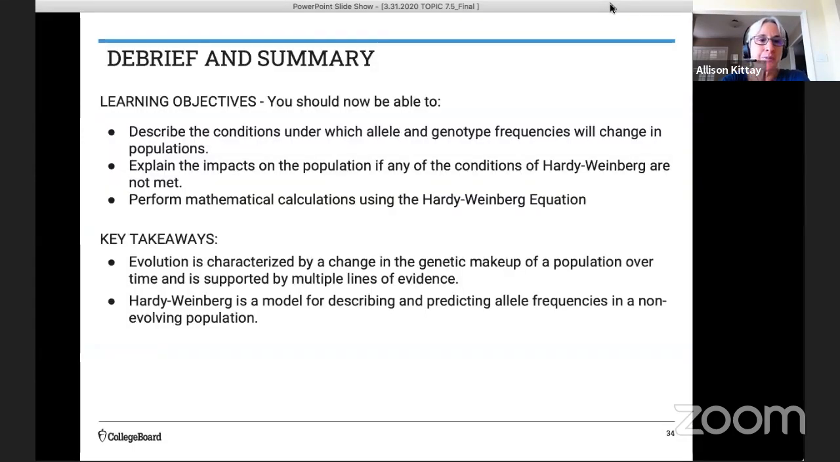All right, so our debrief and summary: you should now be able to describe the conditions under which allele and genotype frequencies will change in populations. You should be able to explain the impacts on the population if any of these conditions of Hardy-Weinberg are not met, and you should be able to perform mathematical calculations using the Hardy-Weinberg equation. Your key takeaways are that evolution is characterized by a change in the genetic makeup of a population over time and is supported by multiple lines of evidence. In this case, evolution is supported by a change in the allele frequency. Hardy-Weinberg is a model for describing and predicting allele frequencies in a non-evolving population. So it is only a model that we can compare natural populations to, to see if they are evolving.